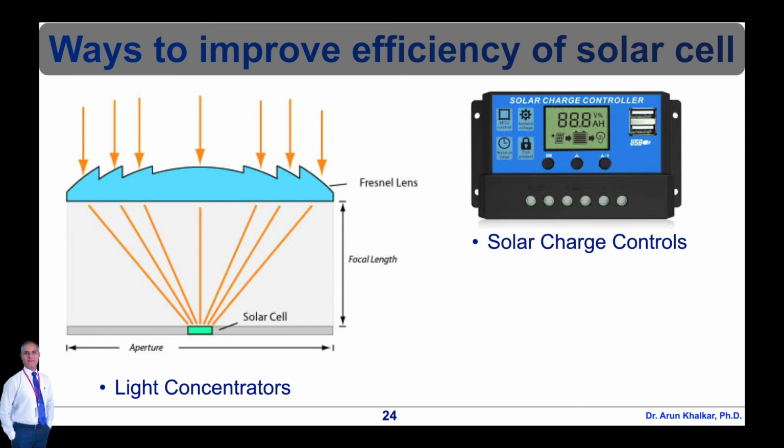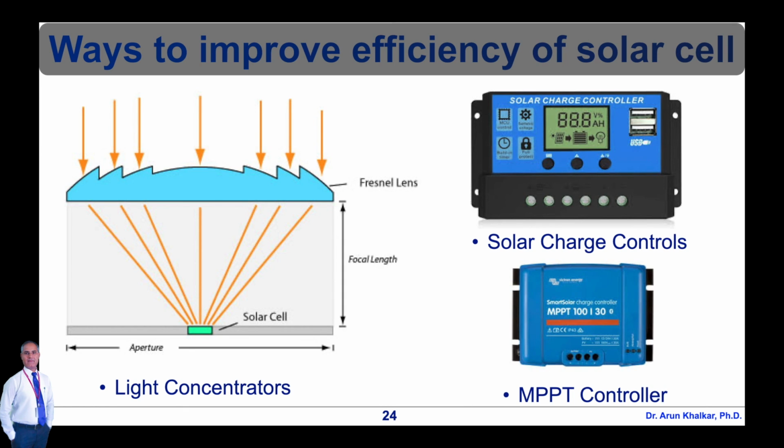Next is solar charge controls. Since the solar panel may not have the correct voltage to charge a battery, it must be controlled via a solar charge controller to prevent battery overcharge. The excess power needs to be dissipated using a heat sink.